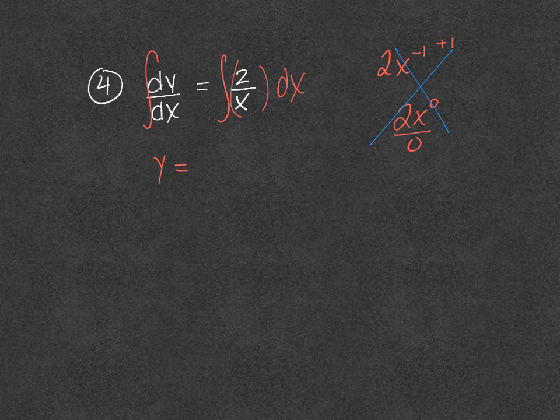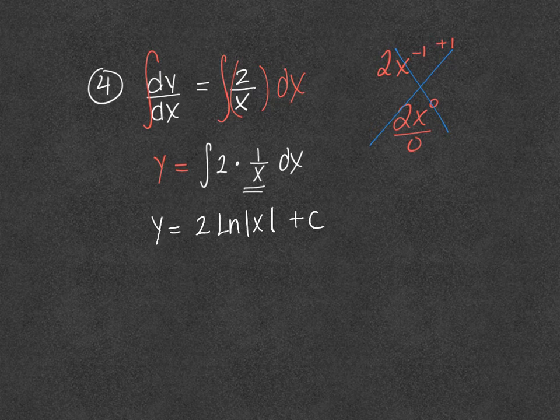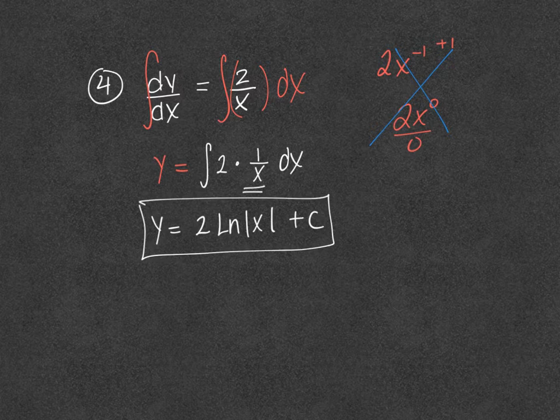So we can break this up a little bit more into 2 times 1 over x dx. And we know the antiderivative of 1 over x is just ln. So it's y equals 2 ln of the absolute value of x plus c. That would be my final answer.